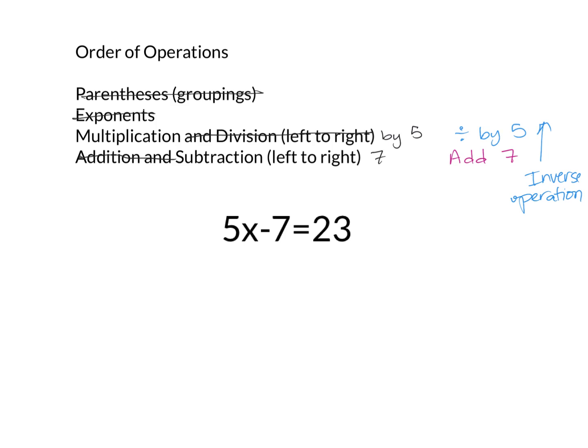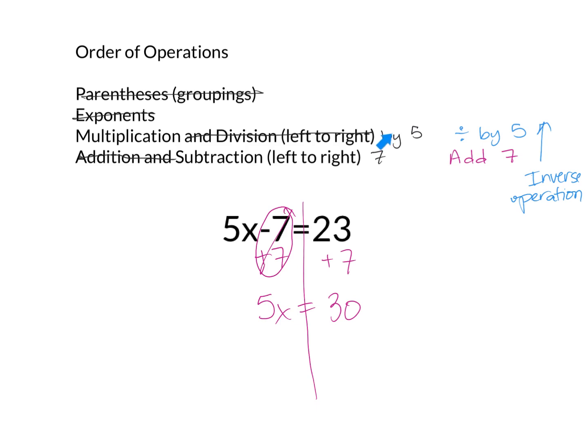And whatever I do to one side of an equation, I'm going to do to the other. So I'm going to add 7, add 7. So over here, negative 7 plus 7 gives me 0. So I'm left with 5x. Drop down the equal sign, and 23 plus 7 is 30.